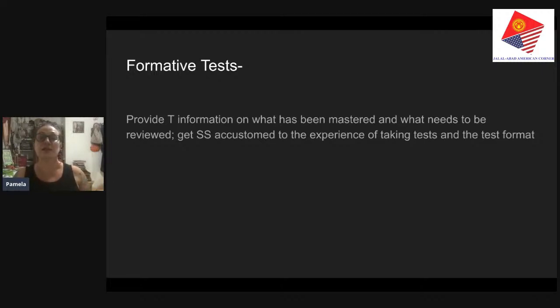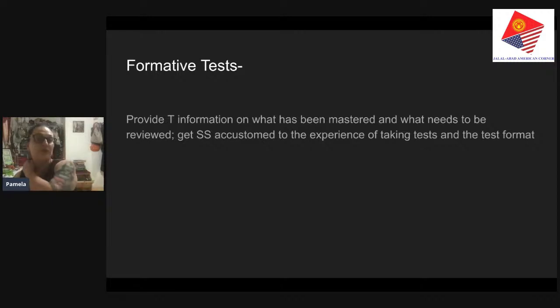It gets the students accustomed to the experience of taking tests and the test format. This is really important as well. You want to test the students along the way so that they know what the testing format looks like. So you never want to give the student a test at the end of the semester or the end of the year or the end of a session, and it's the first time that they see multiple choice or fill in the blank or short answer. You don't want to have that be a new concept to them. You don't want to be testing them on format. You want to be testing them on content, on what the answer is.